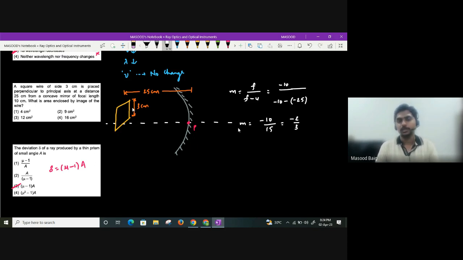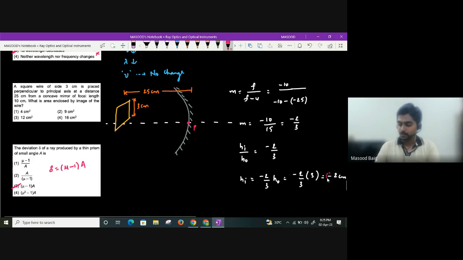How can I write magnification? Can I write it as height of the image divided by height of the object, which is minus 2 by 3? So here what is the height of the object? Again, it is being measured perpendicular to principal axis and along positive y direction. So what will height of the image be? It will be minus 2 by 3 times the height of the object, which is 3 centimeters. I'll get it as minus 2 centimeters, guys.